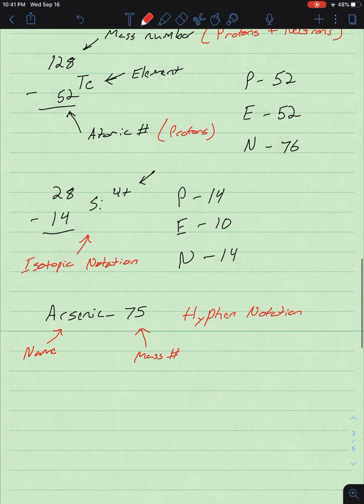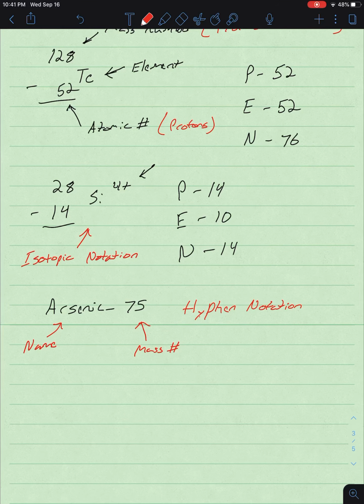So this one is hyphen notation, arsenic 75, and we're still going to do our PEN numbers. So P, E, N. What you would use is your periodic table for this. We will give you a periodic table. You do not have to memorize what the atomic number of arsenic is. If I looked up arsenic on the periodic table, it would have the atomic number of 33. Now we would give you a charge, and this one does not have a charge, so that means it is neutral. So that means my electrons are the same.